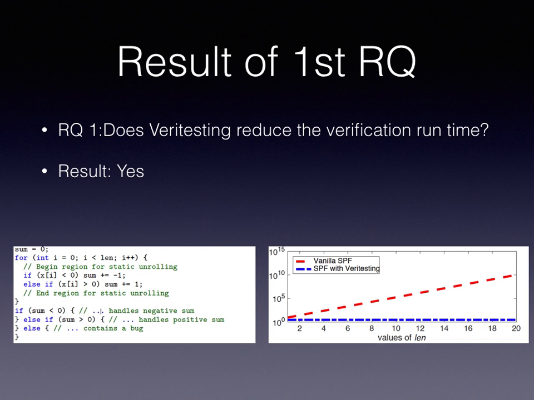So this shows the comparison of the number of execution paths explored, which indicates that vary testing can reduce the runtime obviously. That's the end of my project process report. Thank you.